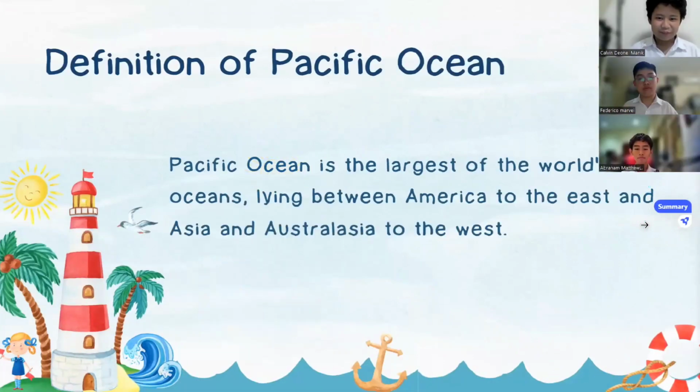The definition of the Pacific Ocean. The Pacific Ocean is the largest of the world's oceans, lying between America to the east and Asia and Australia to the west.